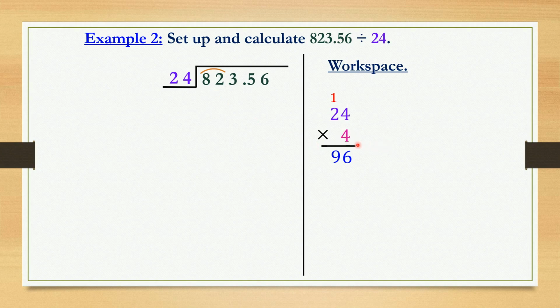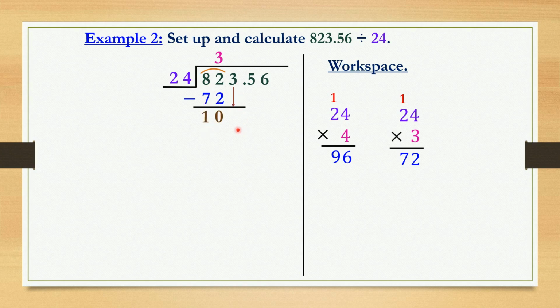So I try the number just before, which is 3. 24 times 3, 3 times 4, 12. I write 2, I carry 1. 3 times 2, 6, plus 1, 7. 72 is less than 82, so it's correct. So 24 times 3, it's 72. I write 72. And don't forget to write 3 in the quotient before finding the remainder. 2 minus 2 is 0, and 8 minus 7, it's 1.